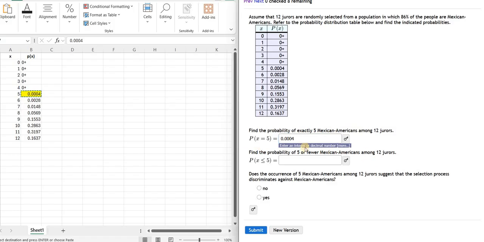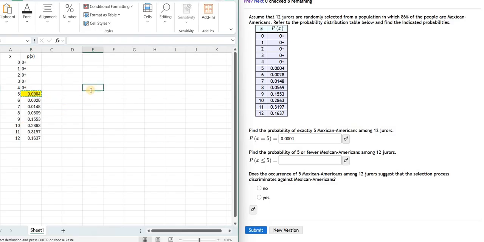Find the probability that 5 or fewer Mexican Americans among the 12 jurors. So in this case, we have X less than or equal to 5, which means 5 or fewer. That means it's the probability of 5 or probability of 4 or probability of 3 or probability of 2 or 1 or 0. Notice how I'm saying or in between these probabilities, which means I'm going to add these probabilities up.